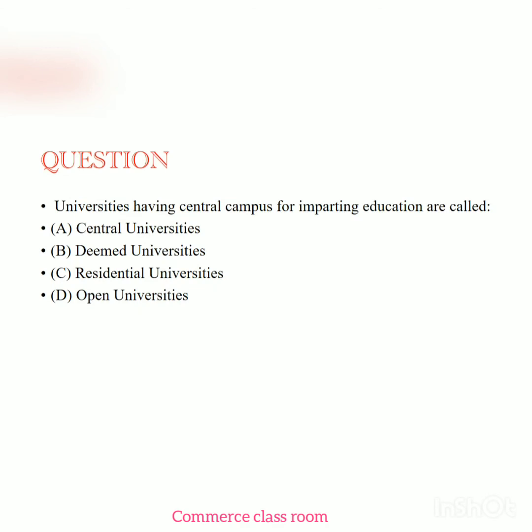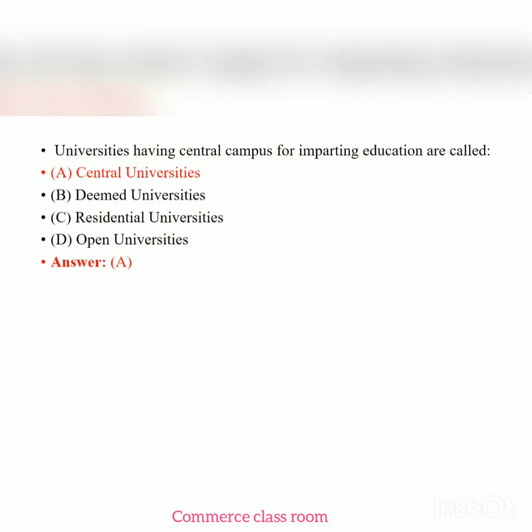Next question. Universities having a central campus for imparting education are called option A, Central University, option B, Deemed University, option C, Presidential University, and option D, Open University. Our answer is option A, Central University.